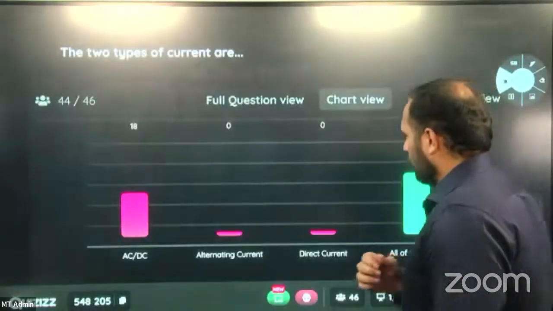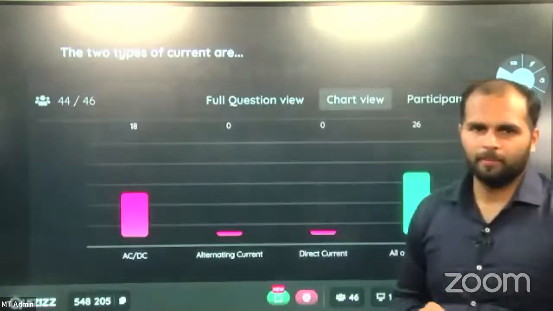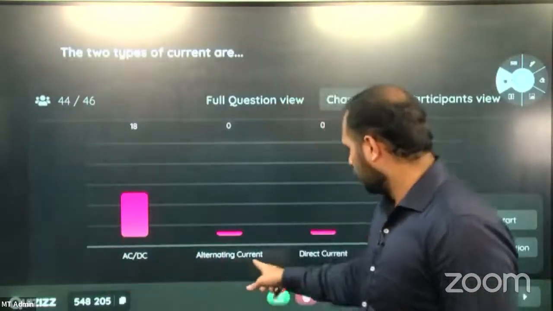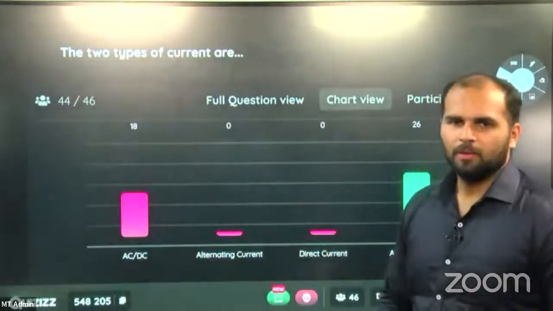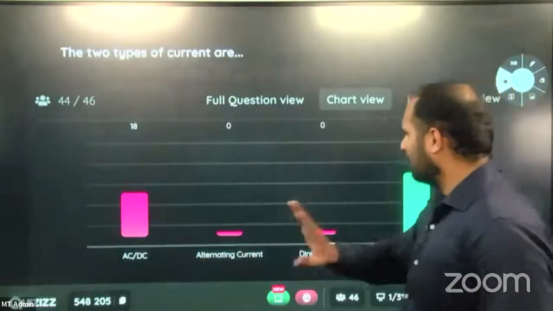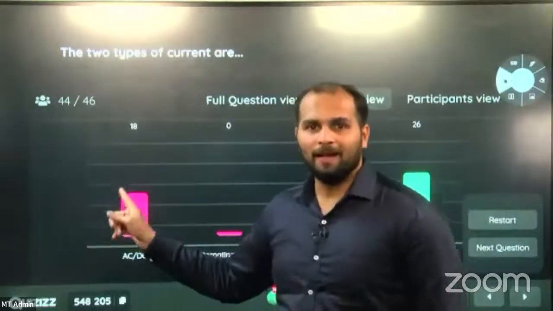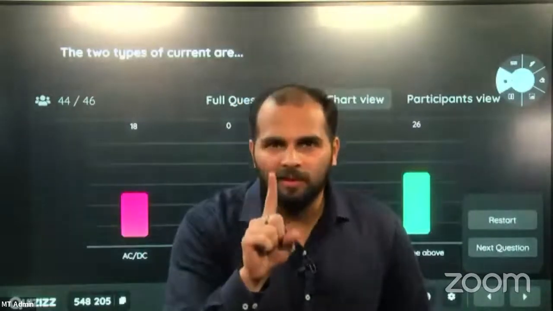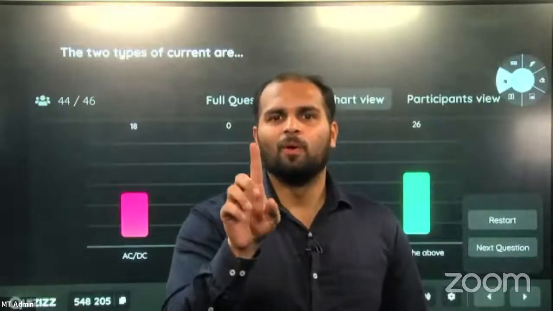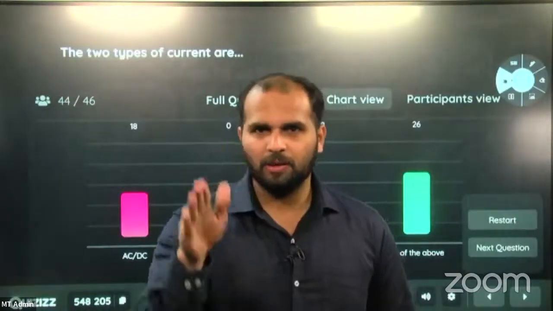Now, the two types of current are AC and DC. See, this was oblique, right? This was your alternating current. This was your direct current. So basically, all are nothing but your two types of current only. These students were also correct, because what they thought was AC plus DC. Ideally, it's an oblique. So first, always remember, never just choose the option by seeing the first option. Though you think that the first option is correct, please go through the second, third and fourth.